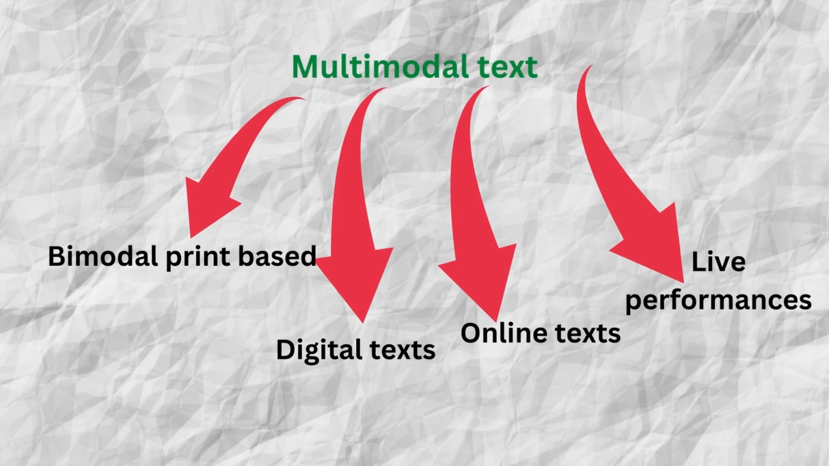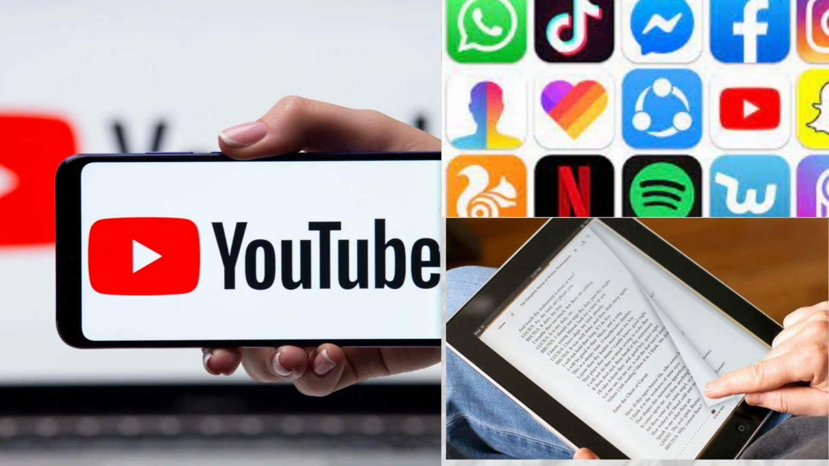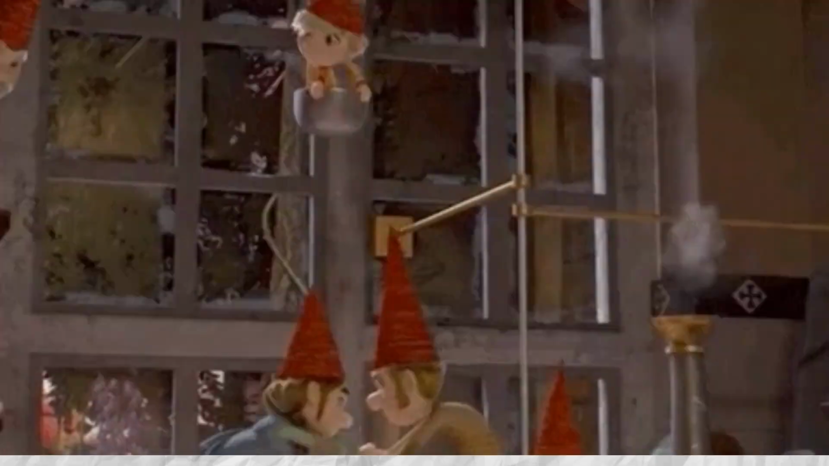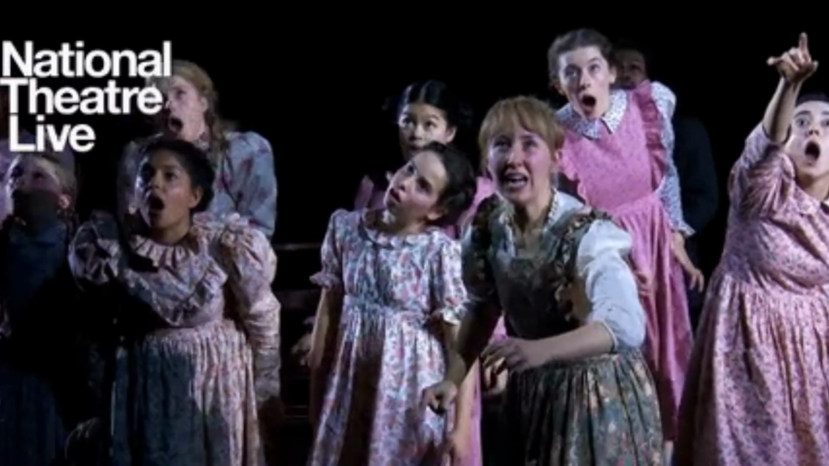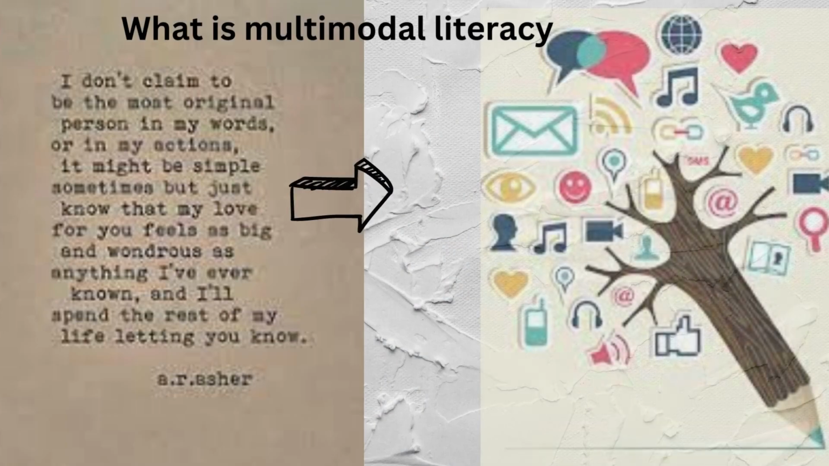Examples of multimodal text are bimodal print-based texts, such as picture books or graphic novels. Digital texts such as videos, apps, and ebooks. Online texts such as YouTube clips, web pages, and movies. Live performances such as stage dramas.